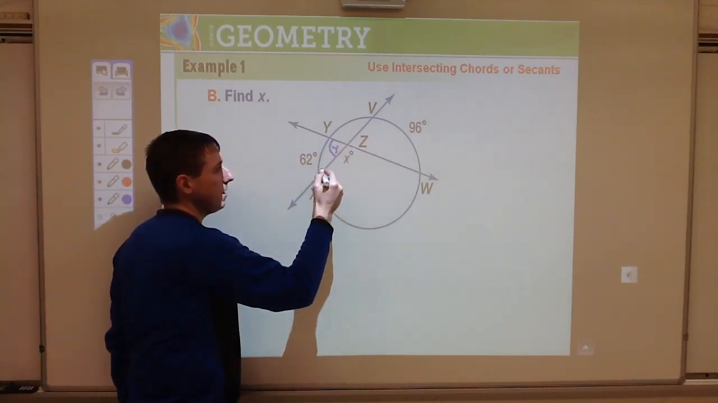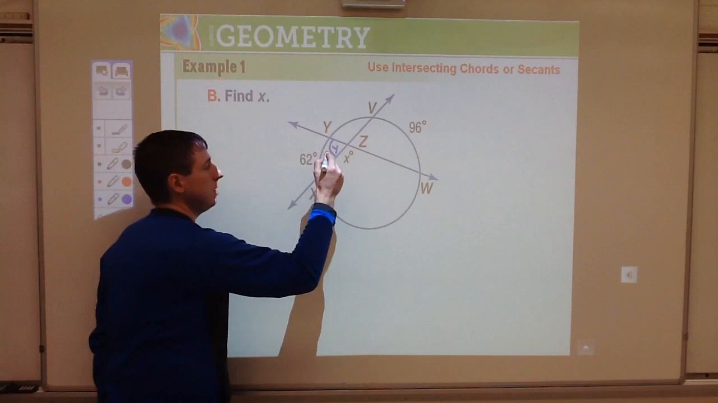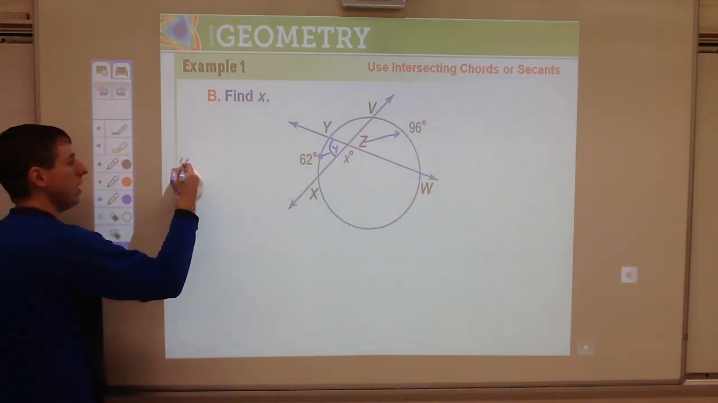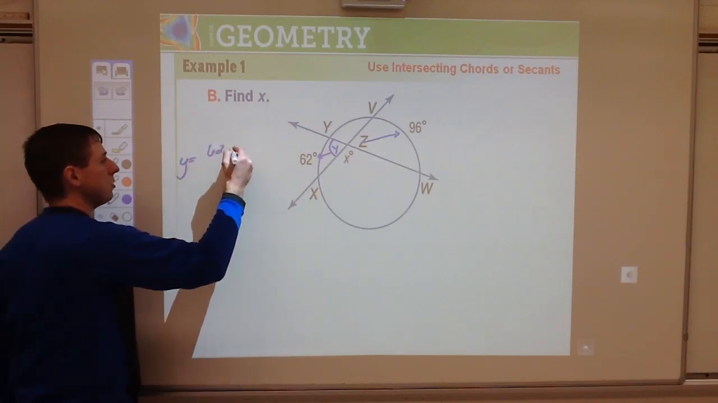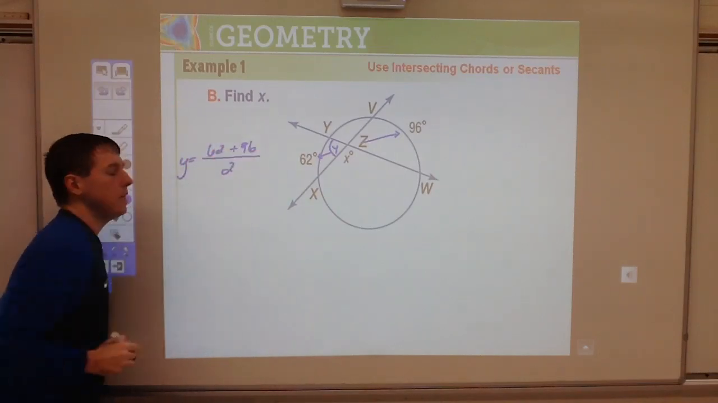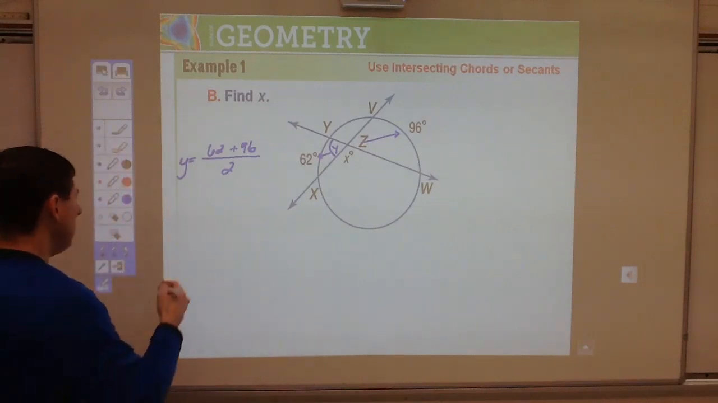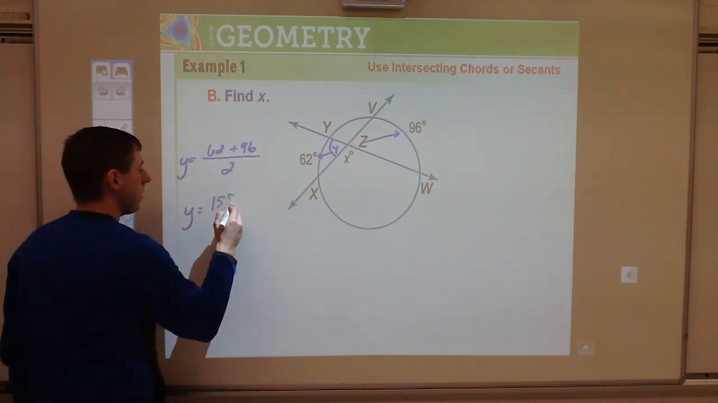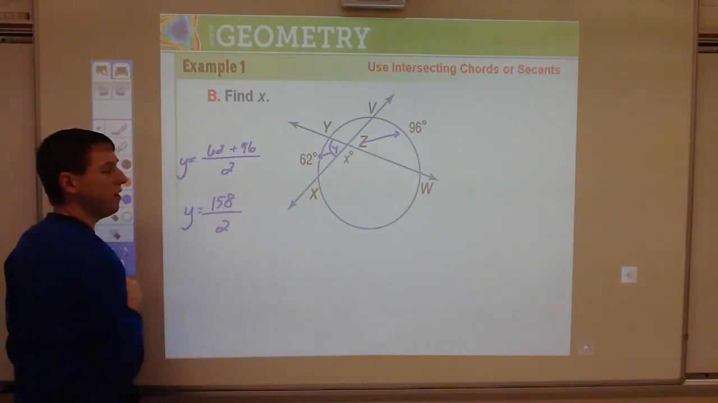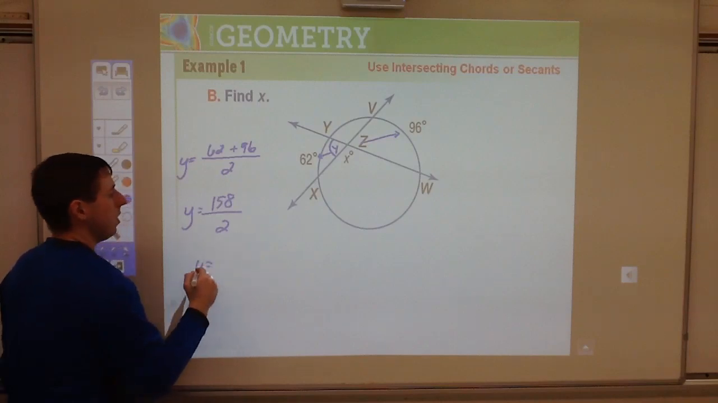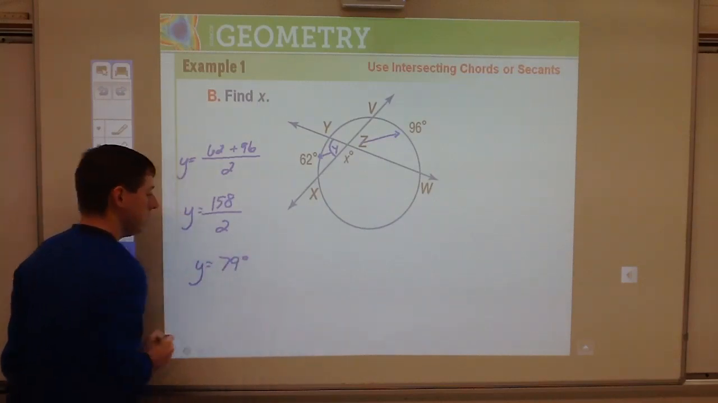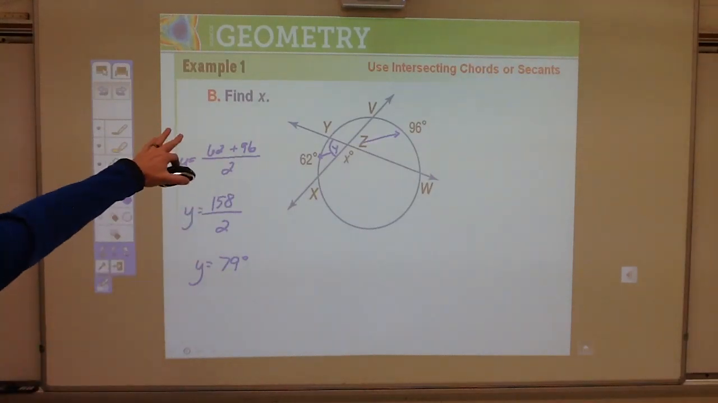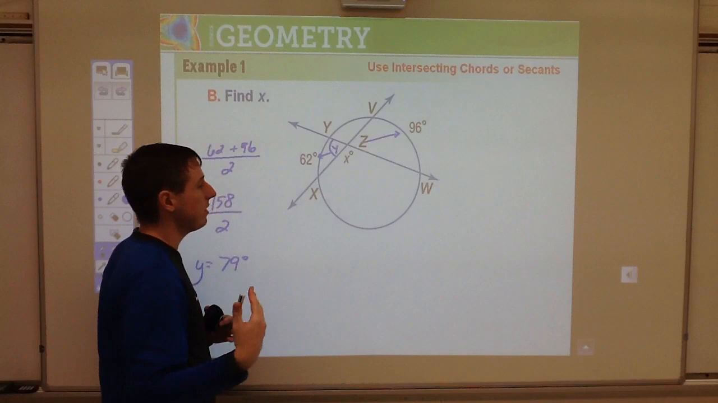So if I'm going to find y, I'm going to do it the same way as the last question. I'll add 62 and the opposite arc 96. So y equals 62 plus 96, then divide that answer by 2. So y equals, it's going to be 158. 158 divided by 2, y equals 79. That's not my answer, because it wants x. Now you guys at home, maybe you can figure out what to do here.